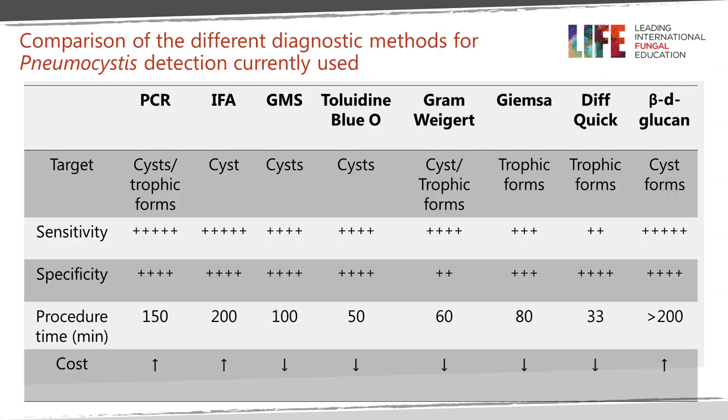Now, if you compare the several diagnostic tests and you look at whether you are targeting the cysts or the trophic forms, and you also compare which is more sensitive and which is more specific, then you realize that real-time PCR, immunofluorescence, and Giemsa stains have higher sensitivity and specificity as compared to the Diff-Quik tests. The other thing you realize is that the tests with a higher sensitivity and specificity also tend to take a little more time in procedure as compared to the tests with lower sensitivity and specificity, for example, the Giemsa stains.